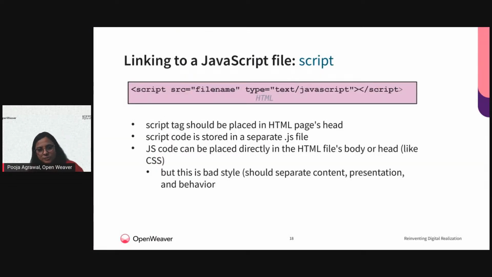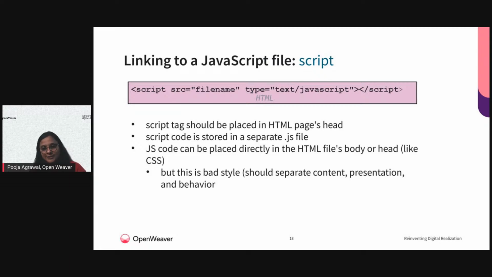Okay, how do you link to a JavaScript file? There are interesting ways. Suppose I want to include JavaScript not in just one place but in multiple places. You can place your script code in a separate .js file, and that same file you can call at multiple places. That code can also be placed directly into your HTML's body, and for that you use the script tag.